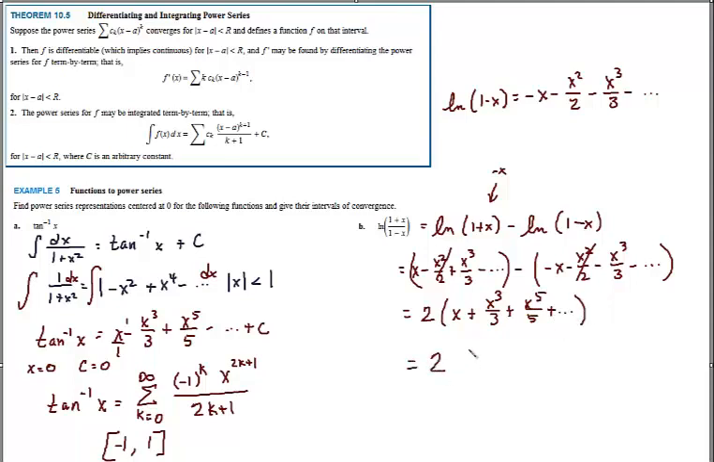And this can then be written as 2 times the sum from k equals 0 to infinity of x to the odd powers, so that's 2k plus 1. And in the denominator I have those odd guys again, so that's 2k plus 1. Both of these converge on this interval. Absolute value of x is less than 1, and therefore my new series does too. And that's all for this particular section.